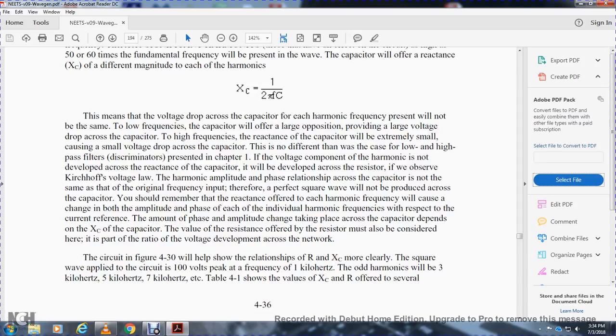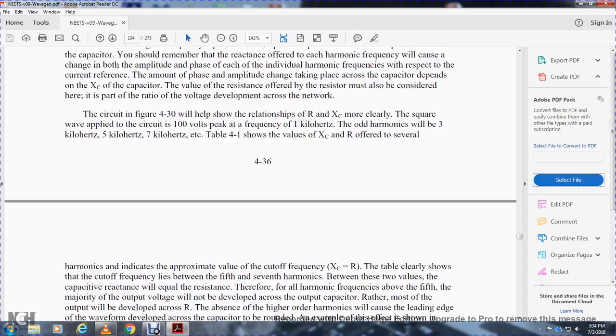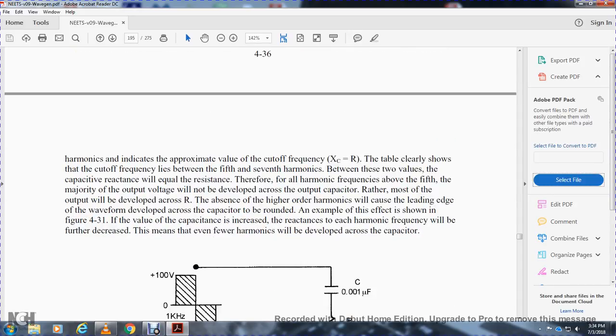Table 4-11 shows the value of the capacitive reactance and the resistance offered to several harmonics, and the approximate value of the cutoff frequency. Capacitive reactance equal to the resistance occurs at the cutoff frequency. The table clearly shows the cutoff frequency lies between the 5th and 7th harmonic, between the two values where the capacitive reactance will equal the resistance. Therefore, for all harmonic frequencies above the 5th, the majority of the output voltage will not be developed across the capacitor. Rather, most of it will be developed across the resistance. Absent the higher-order harmonics, the leading edge of the waveform across the capacitor will be rounded.